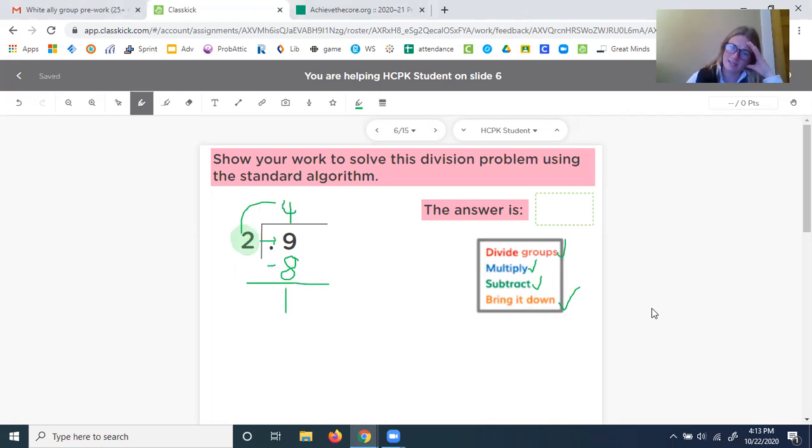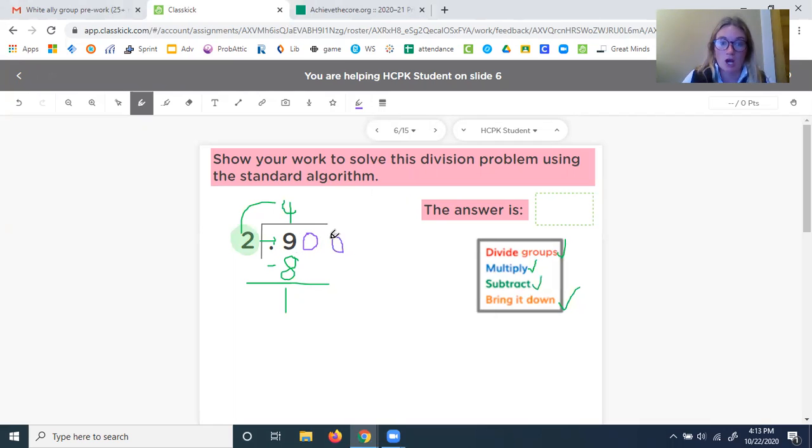Okay, I need to bring it on down. Well, I remember from yesterday, we have something called a remainder, the leftovers. We have 1 left over. I don't just want to leave that 1 as my remainder. I want to keep working it out so that I can split this evenly by 2. So I'm going to add a 0. I'm going to put a 0 at the end of this number, because if I put a 0 right here, I didn't change the value. 0.9 and 0.90 are the same value.